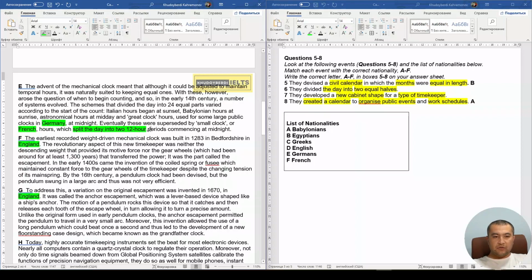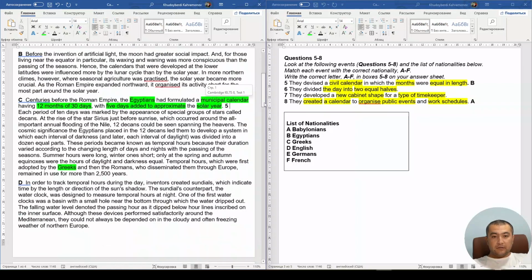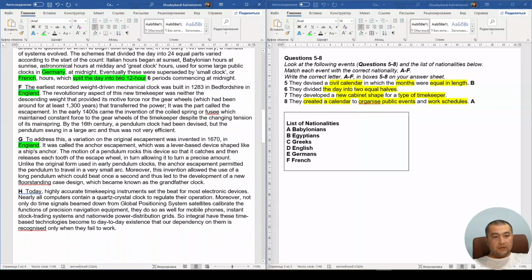And let's just try to write it down here. 6, right? Should be 8, and this one should be 5. Should have been, right? Yeah. And that's why this one should be 6. They divided day into two halves. All right, let's write it down F here.